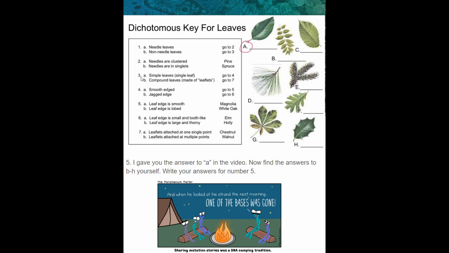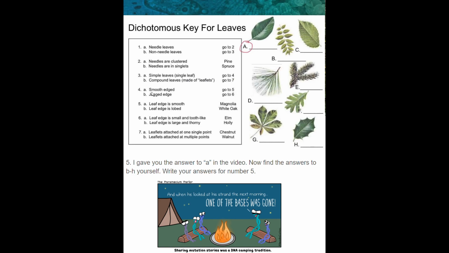Here's 3. Is it a single leaf or a compound leaf made of leaflets? So simple or compound? I'm going to say it's a single leaf. A compound leaf would be one with a stem that has multiple leaflets or little leaves coming off of a single stem, whereas ours has a single stem and only one leaf coming off of that single stem. So I am going to go to 4.